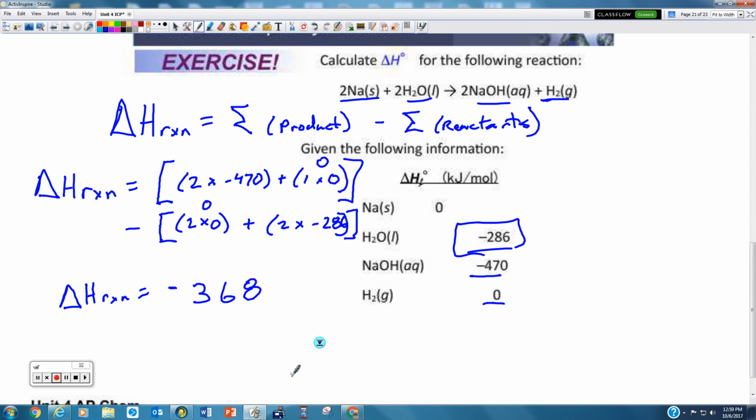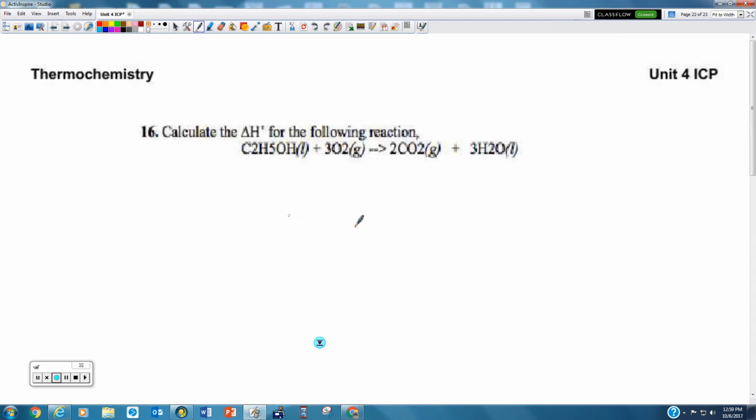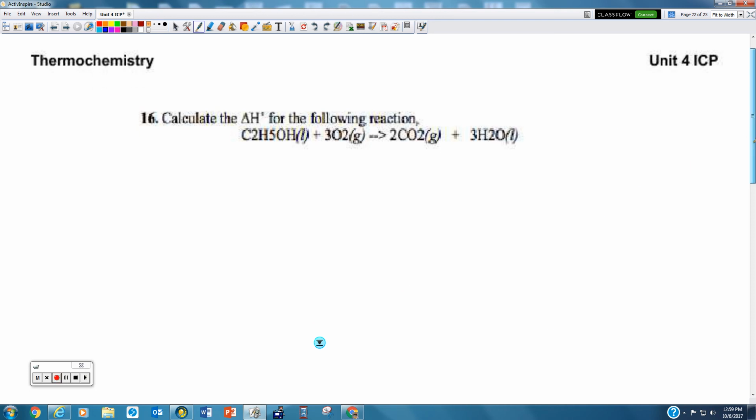All right. If you plug it in right, you should get a number like negative 368. What units is this number going to be in? Kilojoules per mole. All right, so we have negative 368 kilojoules per mole. We'll do a couple more of these, and as you do more of them, it should be easier to enter it in and get that. So let's look at this next one together.